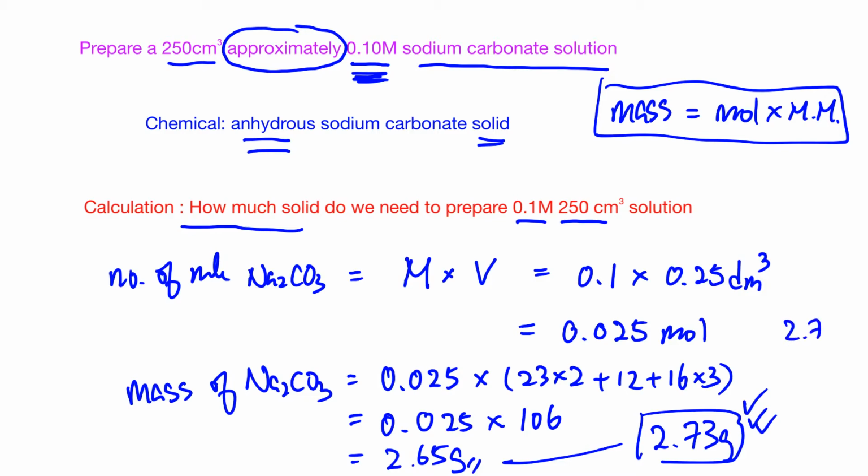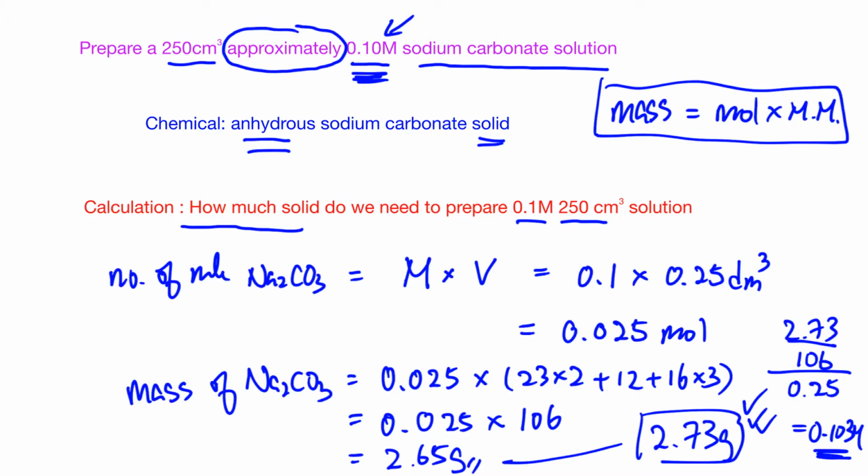Say for example, 2.73 over 106, and then you have 0.0257 mole. By doing so, you can calculate the molarity of it, and this will be 0.103 molar. So you'll find that this molarity refers to your standard solution, and it is so close to 0.10 M, and it is acceptable.